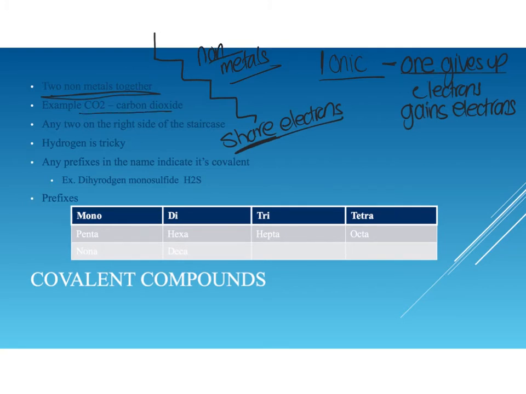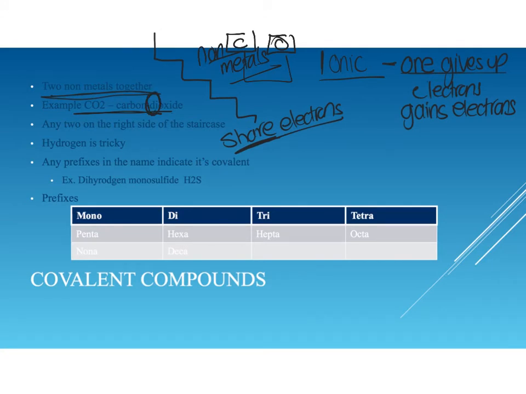So for instance, carbon dioxide is an example of a covalent compound. If I look for carbon, carbon's over here and oxygen's over here, so they're both on this side. That means it's a covalent compound. I always like to use carbon dioxide because that's one you know off by heart without even really thinking about it, because you'll notice in the naming, they use these weird little things, right?